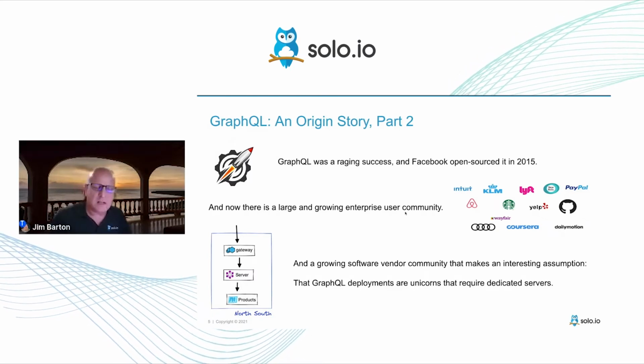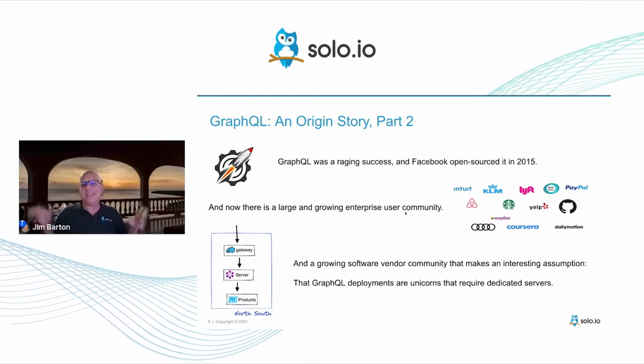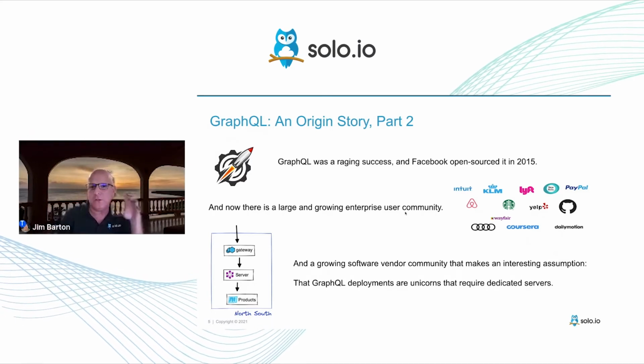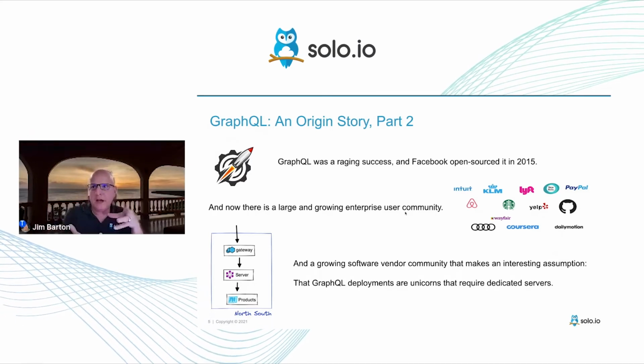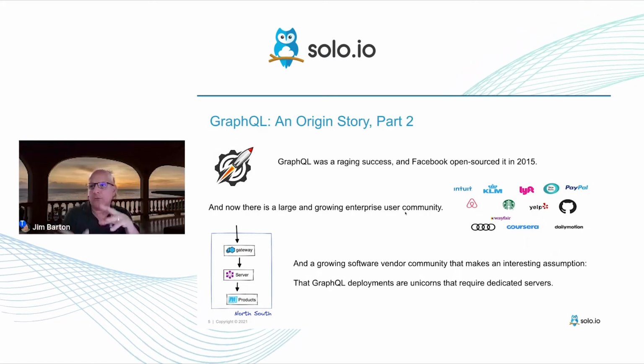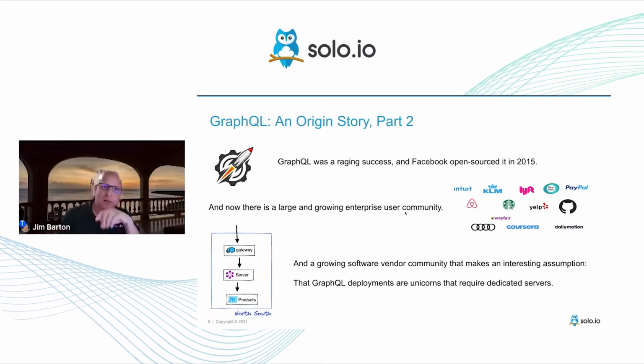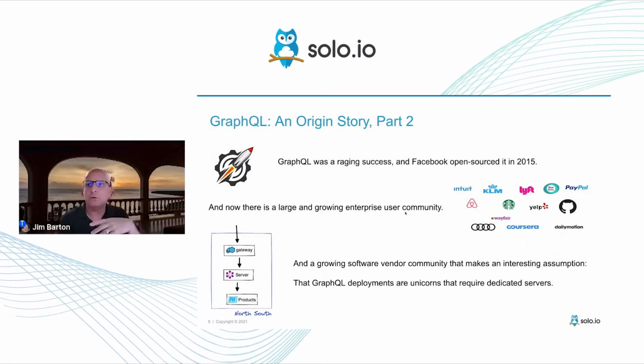And that community tends to make a very interesting assumption, and that is that GraphQL deployments are these sort of unicorn APIs that require dedicated servers in order to operate them. So what you see, if you look at the diagram on the bottom left there, is a pretty common sort of deployment architecture.